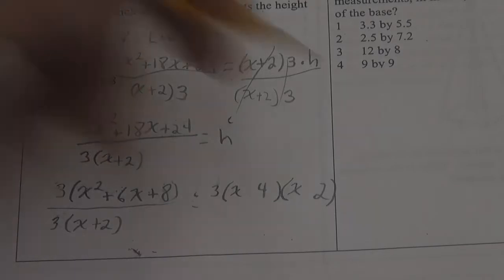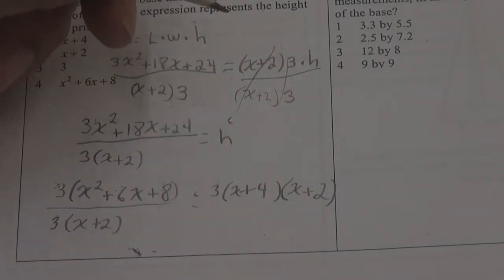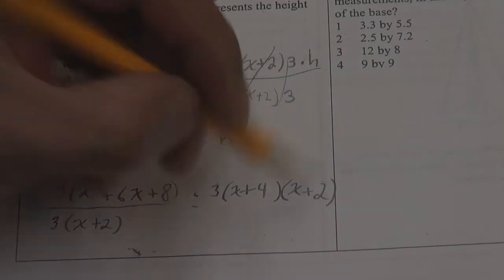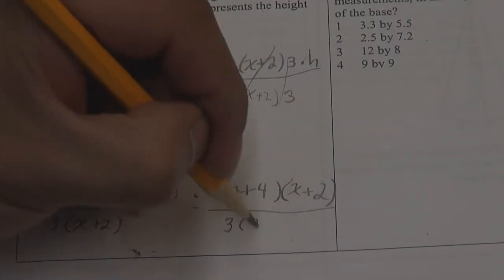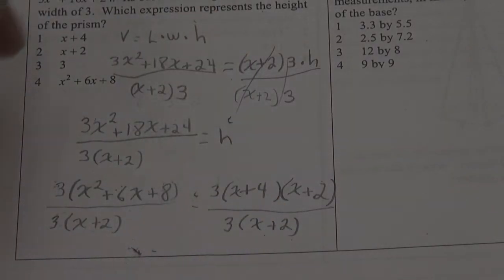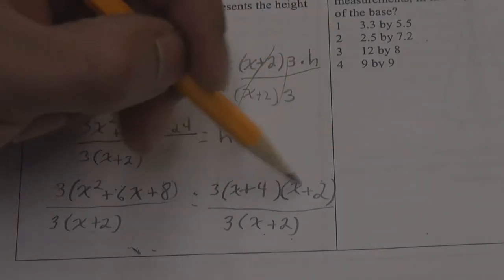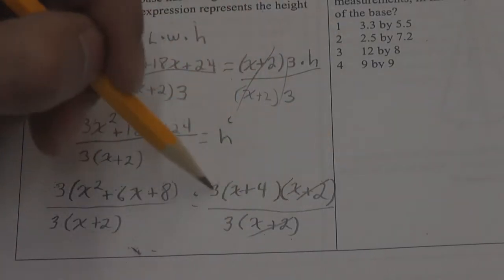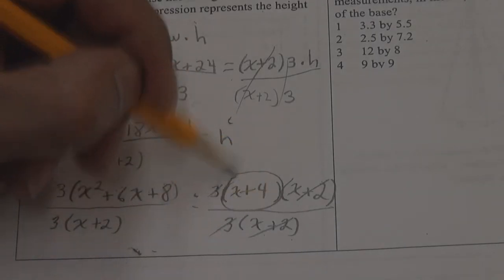Now you need positive 6. Okay, 4 plus 2. Oh, nice. And 4 times 2 is 8. Over 3 times x plus 2. And now I'm ready. Now I can see it. Now I can cancel out. So cancel out the x plus 2, cancel out the 3, and you end up with x plus 4.